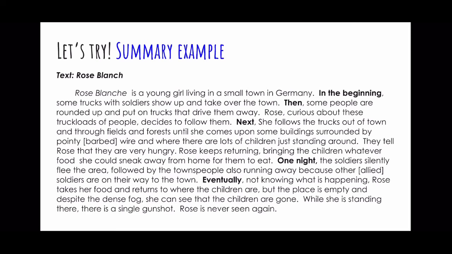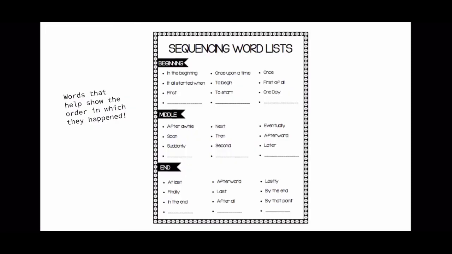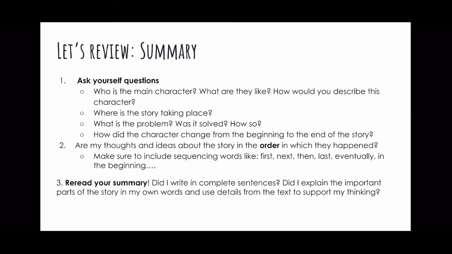And I was able to explain the character. I was able to explain how she was curious, and maybe I could have added a few more words to describe her, but she kept returning, so she was pretty persistent. She kept going back to those children. And I was really able to think about the order in which all the events happened.